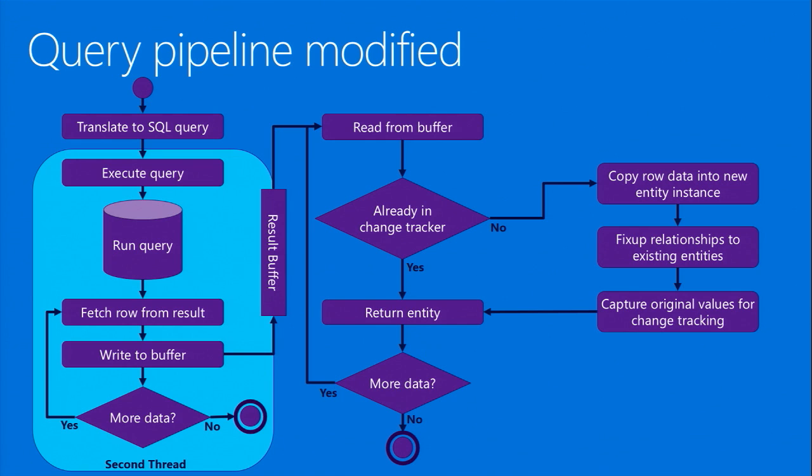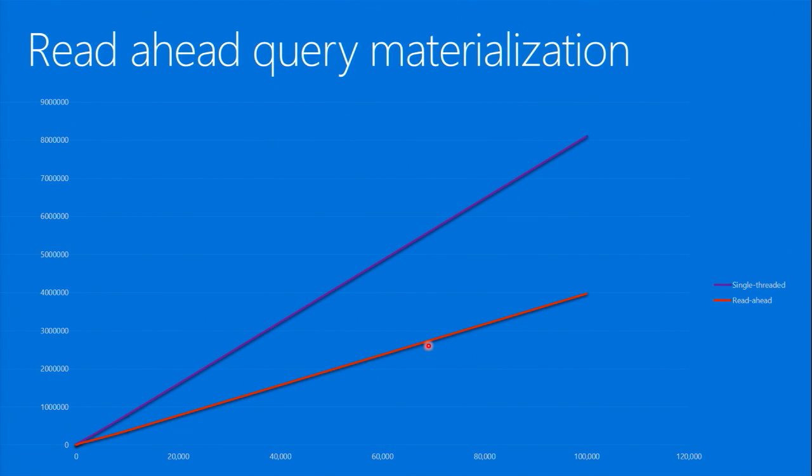And to give you some idea of the gain you can get from this. Obviously, if you are working with small sets of data, there's little gain in this. But when we start talking about big sets of data, like the end of this line here is 100,000 entities, then you start to see some pretty significant performance improvements in terms of time elapsed that it takes to materialize all the data.